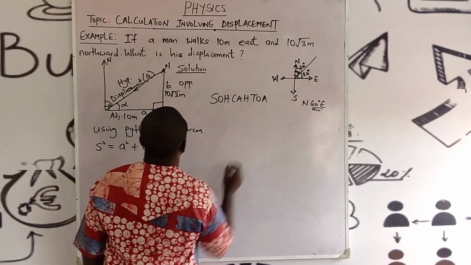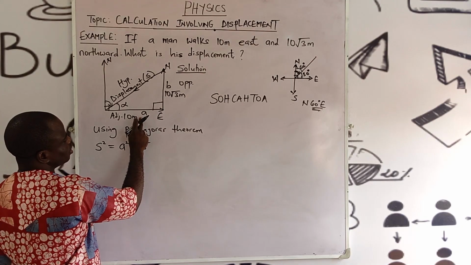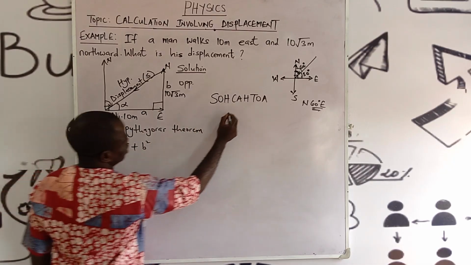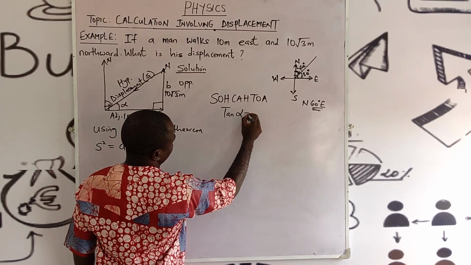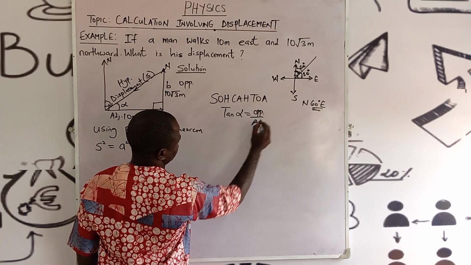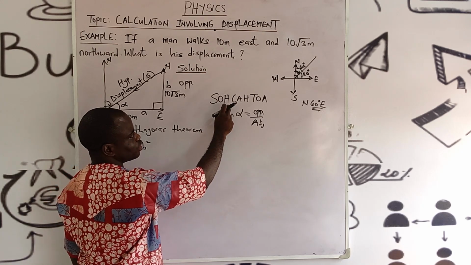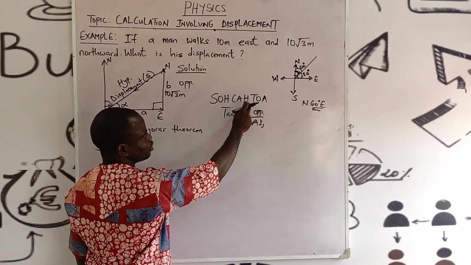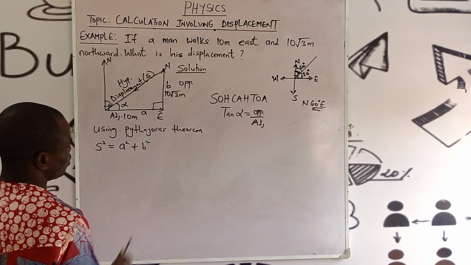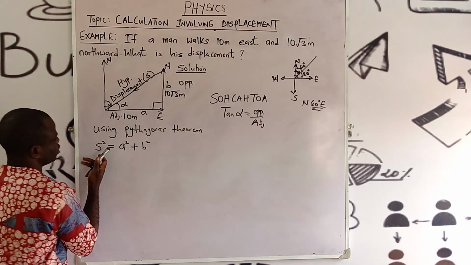Okay. Now, don't forget your SOHCAHTOA. Since we know the opposite and the adjacent, I'm going to use tan. Tan alpha equals opposite over adjacent. You know that sine alpha equals opposite over hypotenuse, cos alpha equals adjacent over hypotenuse, tan alpha equals opposite over adjacent. Okay, you want to get your direction, but let's finish that of displacement.